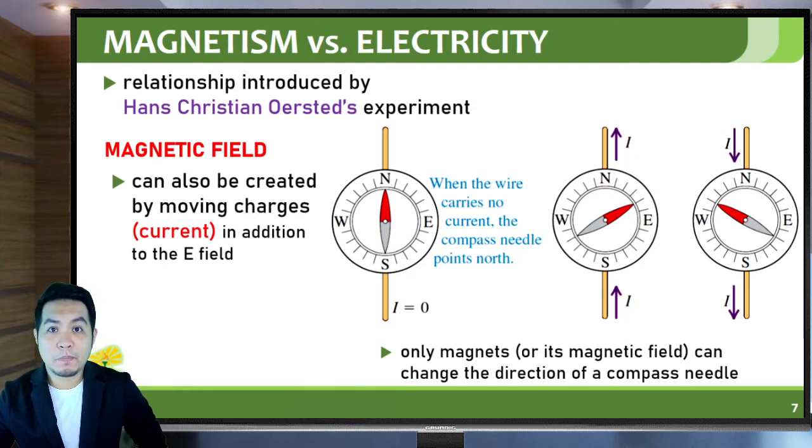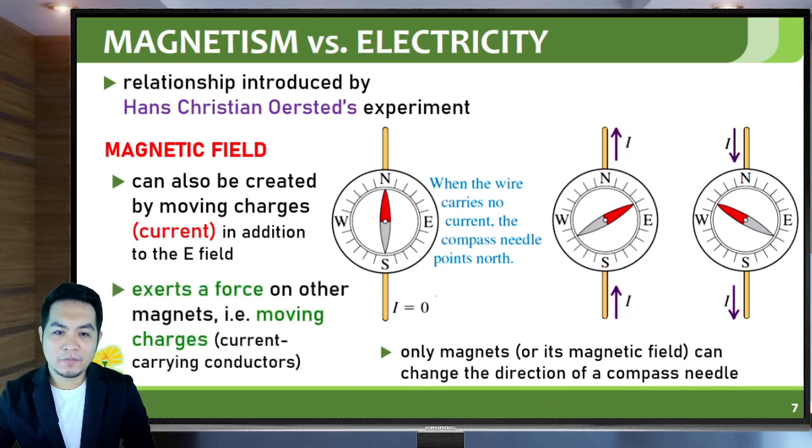So the conclusion made by Hans Christian Ørsted states that a magnetic field can also be created by moving charges or by current, in addition to the electric field. And a magnetic field essentially exerts a force on other magnets, such as moving charges or current carrying conductors. So, for the next topic, we will be discussing how the magnetic field exerts forces on moving charges and current carrying wires or current carrying conductors.